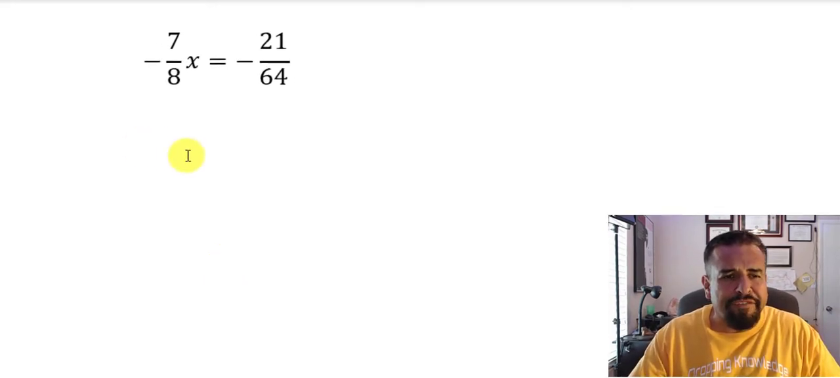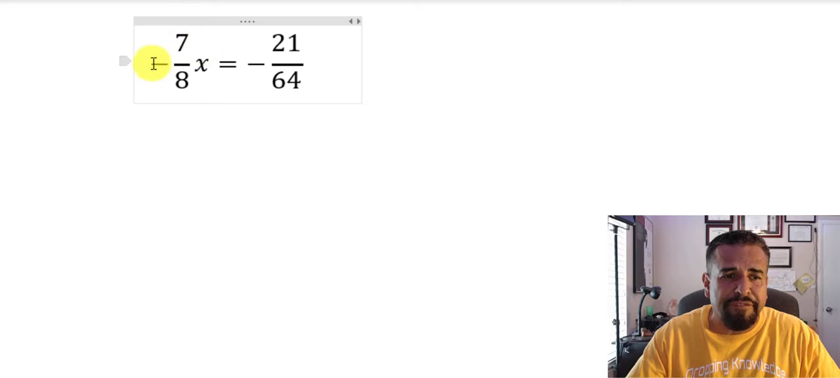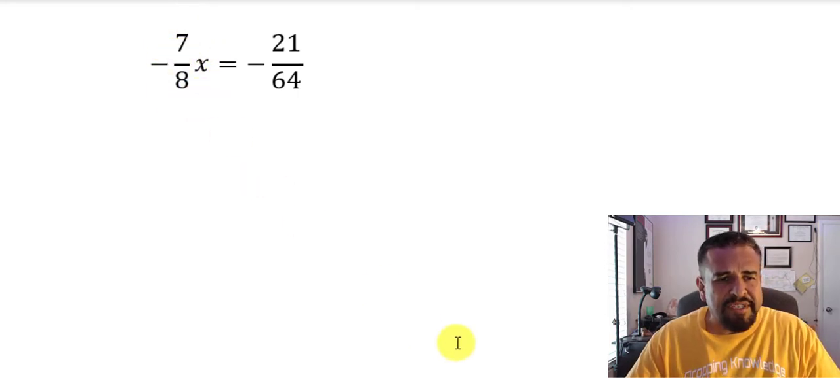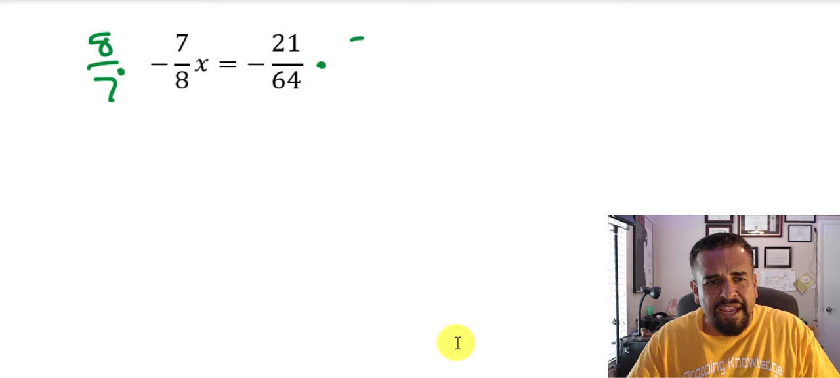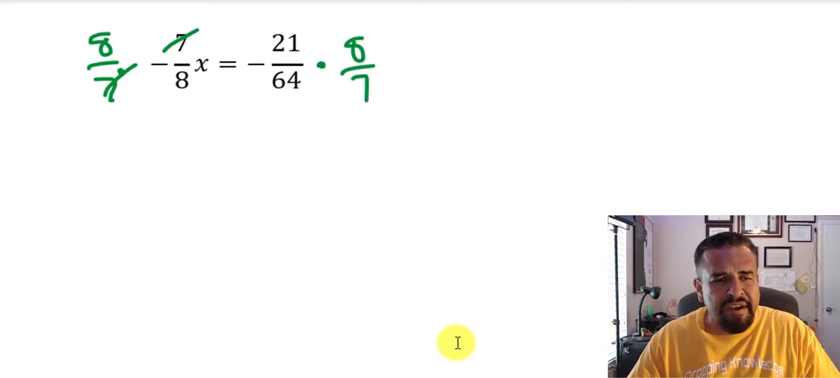Let's multiply by the coefficient. First, identify the coefficient. The coefficient is the one with the variable, and in this case it is the negative 7/8. So I'm going to take that, flip it over, and multiply both sides by 8 over 7. All right, simplify this. 7 divided by 7 is 1. 8 divided by 8 is 1. 1x is what I have on this side.